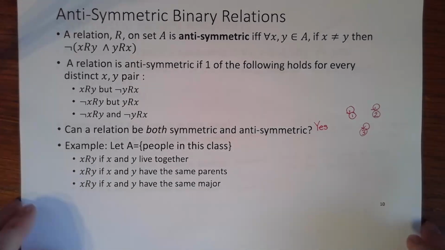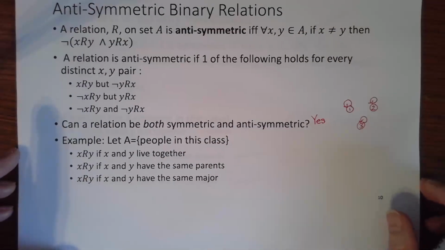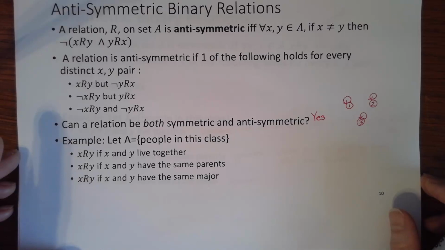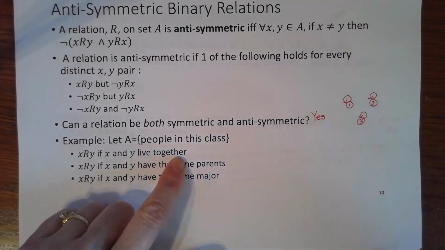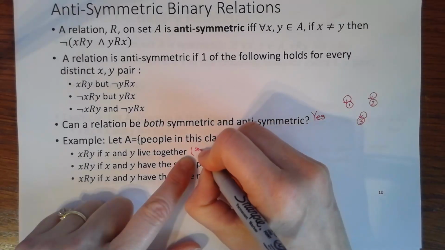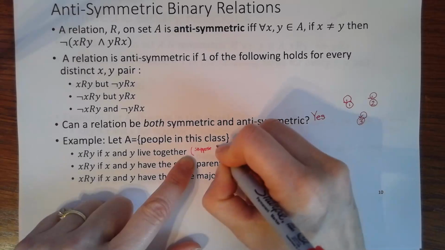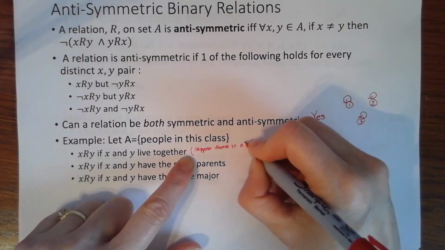All right, let's look at those same relations there and look at that. So for if x and y live together, let's say, I'm not sure, but suppose we do have roommates. Suppose there is at least one pair of roommates.